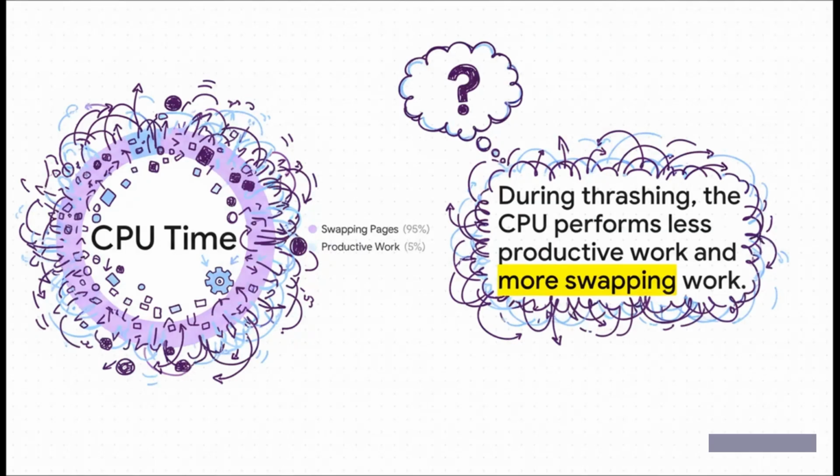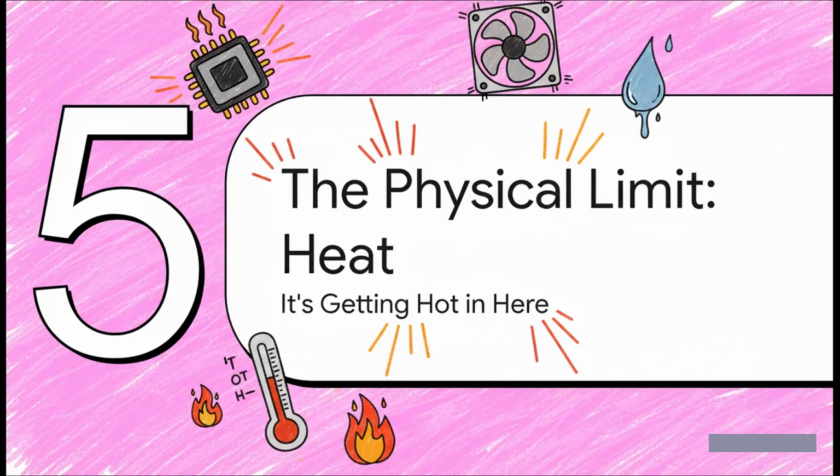And the effect is just staggering. Look at this. When a computer is thrashing, your task manager might say the CPU is at 100%, but it's busy doing practically nothing useful. It could be spending 95% of its time just shuffling data around, leaving a tiny 5% for the stuff you actually want to get done. It's busy being busy.